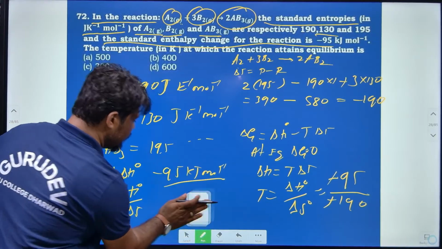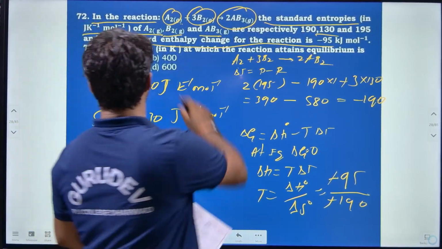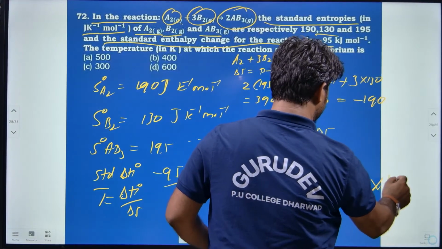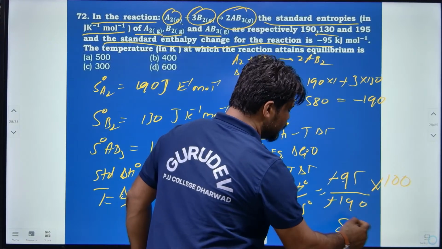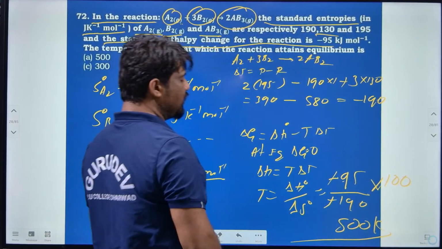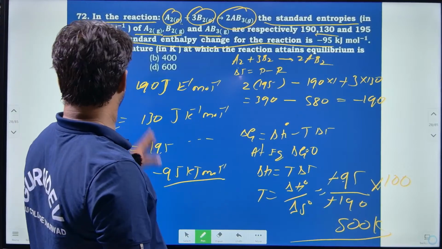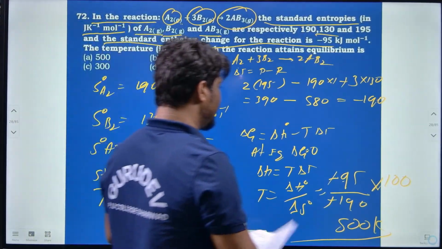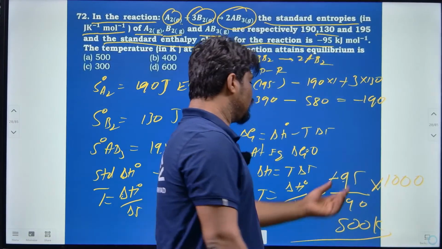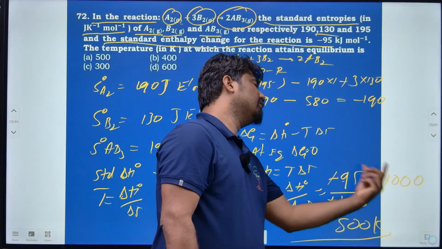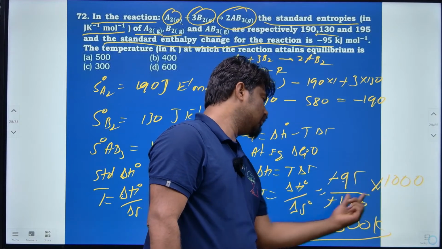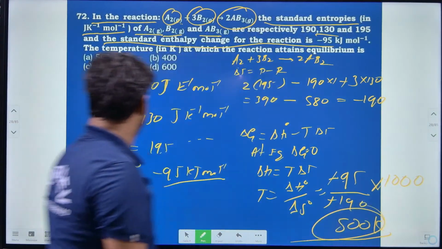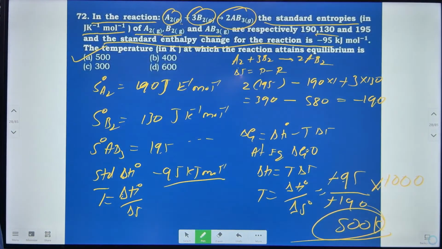On simplification I get 0.5, and the answer is given in Kelvin. Because the values are given in kilojoule, the value of kilo is 1000. So 95 into 1000 divided by 190, on simplification, gives 500. So 500 Kelvin. Answer A is the right answer.